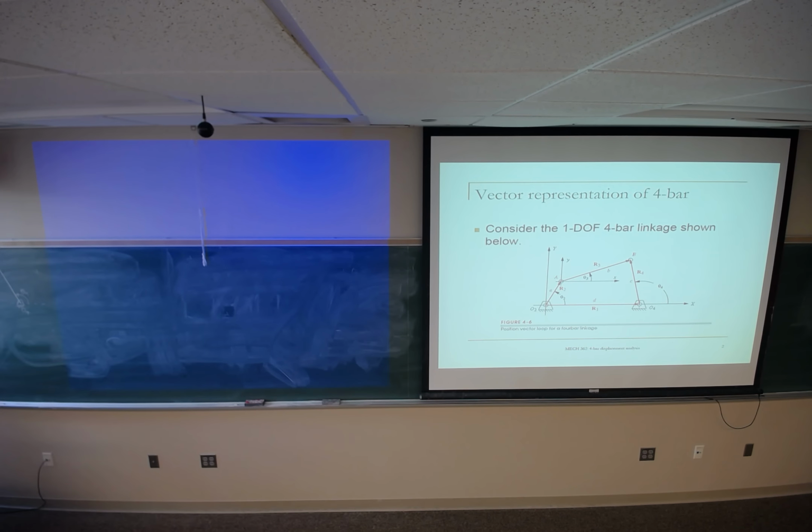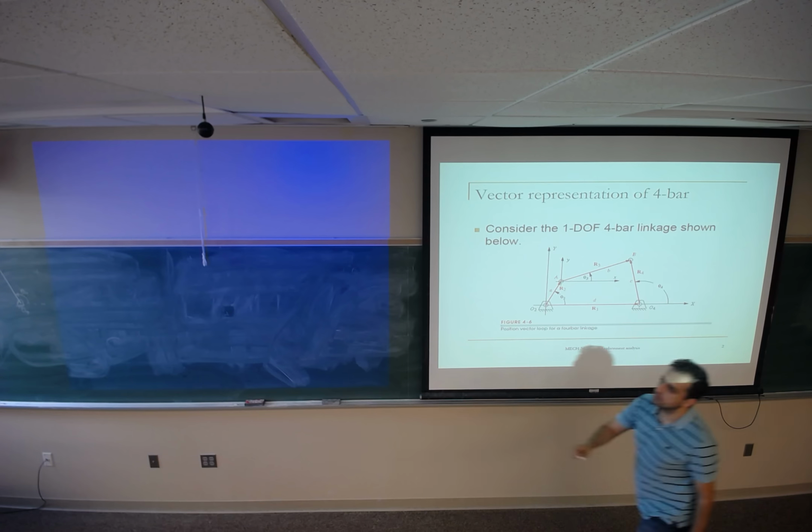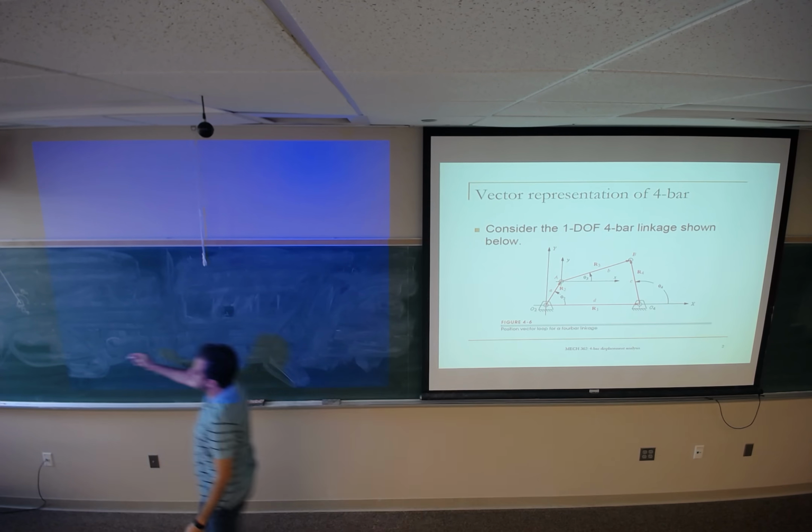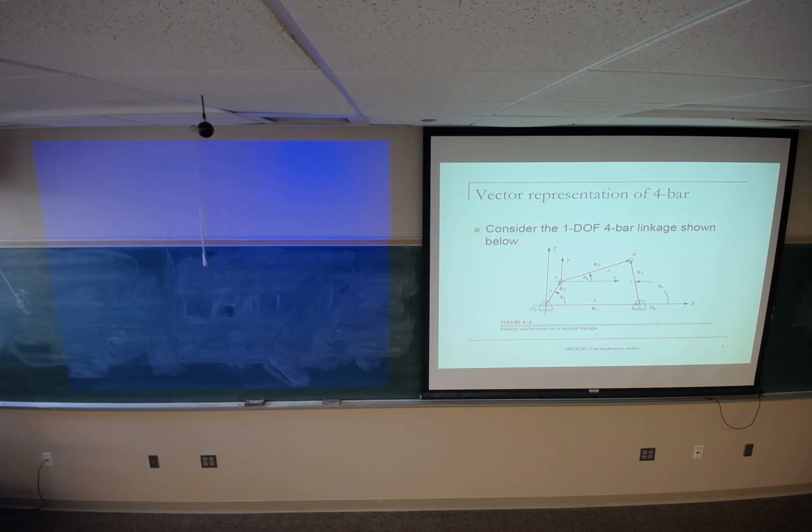Now, after you label the angles, you can form the vectors. For link O2 to A, you put the arrow at the end of this link, which is point A. For AB, you put the arrow at the other side where you measure the angle. And for this one, I should put it at point B. For the ground, I pick this one.